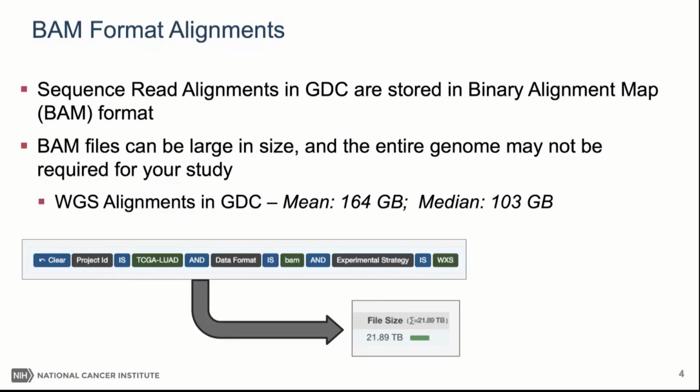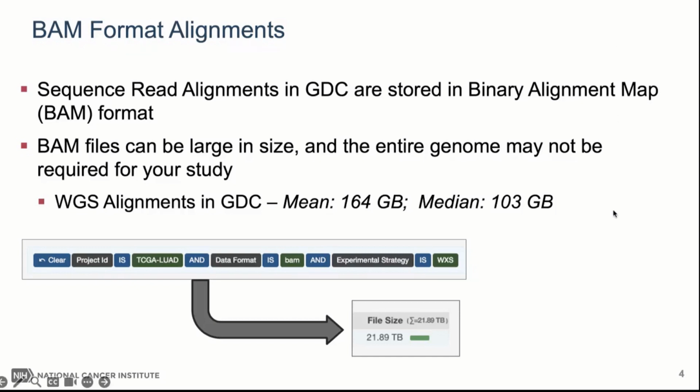If you look in the GDC, for whole genome sequencing alignments, the mean size of them is 164 gigabytes, whereas the median is 103 gigabytes. So these can be very, very large files. And we are aware that many groups don't have large storage spaces available. Just to show an example, this is a query for the TCGA LUAD project, which is lung cancer. If one was to download all of the whole exome sequencing BAM files from that one project, this would be almost 2 terabytes, which can be pretty big, especially for a single personal computer.